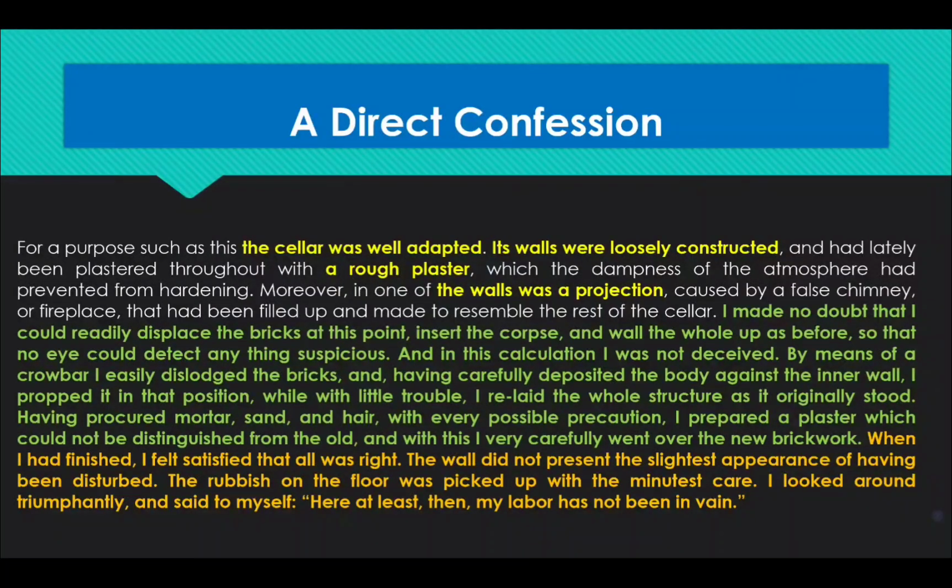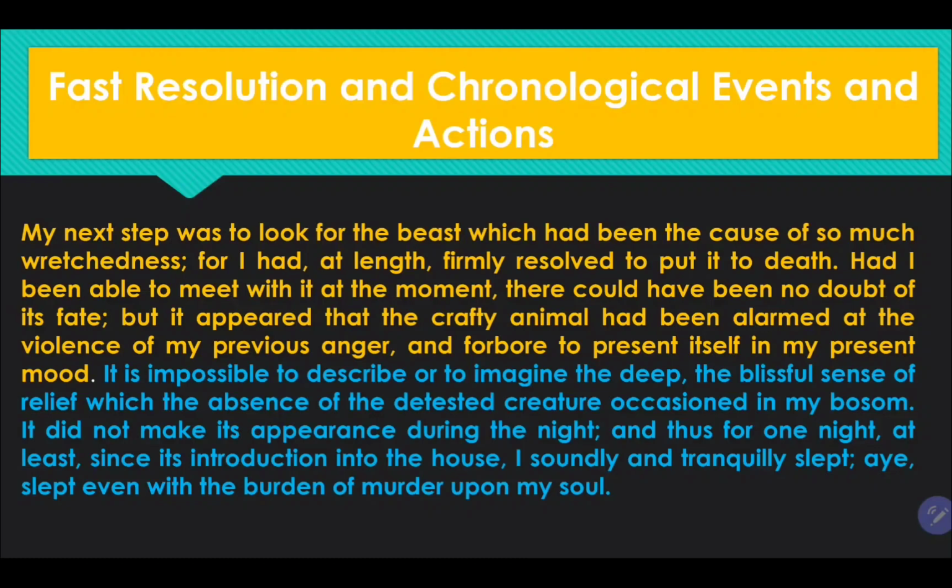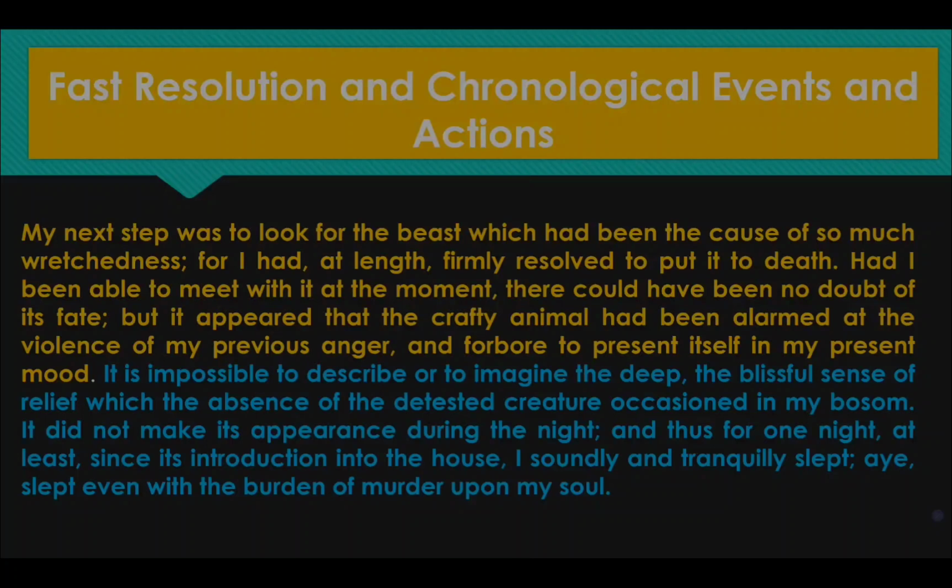Now we have a very fast resolution and a chronological order of events, and by chronological order it means that event happens after event according to time span. The first part of this paragraph, in fact, is devoted to the narrator's will to continue destroying the other cat, searching in vain to find it, for he blames the killing of the wife on the presence of this cat. When he said, "My next step was to look for the beast," now he describes it as beast, "which had been the cause of so much wretchedness." He's trying to say that I'm not guilty.